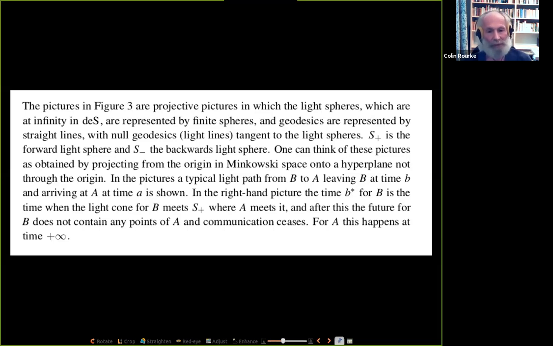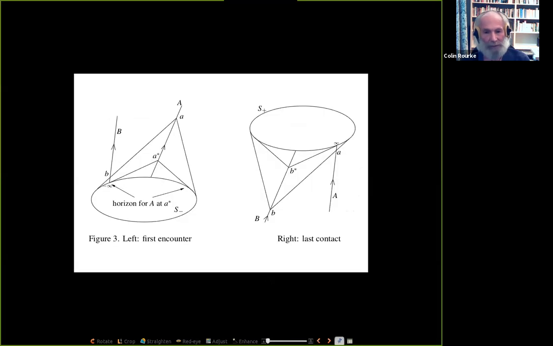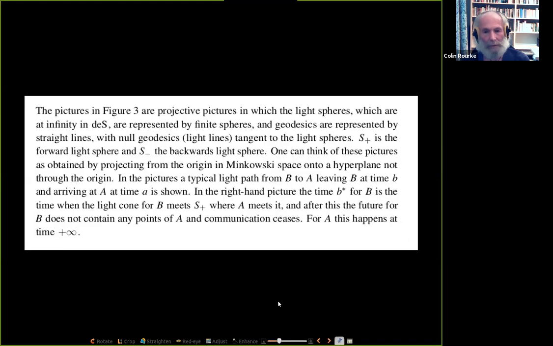In the pictures, a typical light path from B to A, leaving B at time B and arriving at A at time A, is shown. I just illustrated that there. That's the typical light path there. In the right-hand picture, the time B star for B is the time when the light cone from B meets S plus, where A meets it. And after this, the future of B does not contain any points of A. Communication ceases. For A, this happens at time plus infinity.